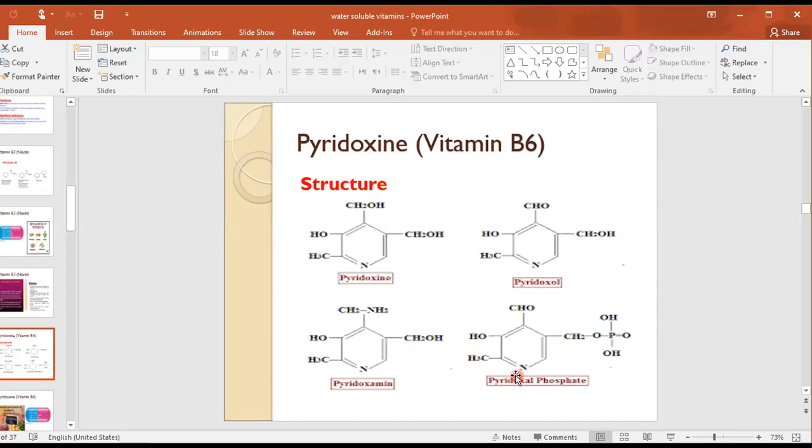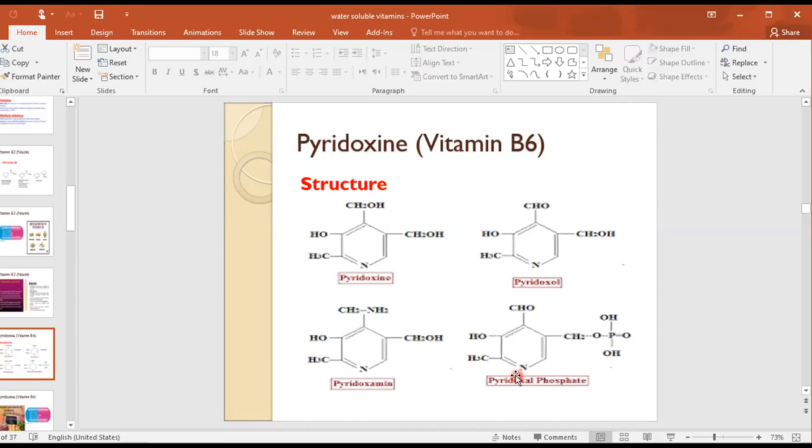So we must understand here that vitamins are crucial, are very important for the metabolic reactions which take place inside the body, whether these metabolic reactions are concerned with carbohydrate or lipid or protein metabolism.